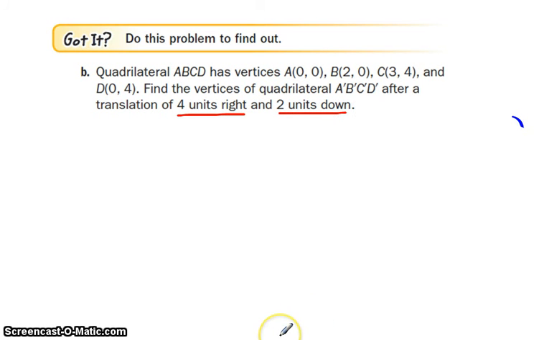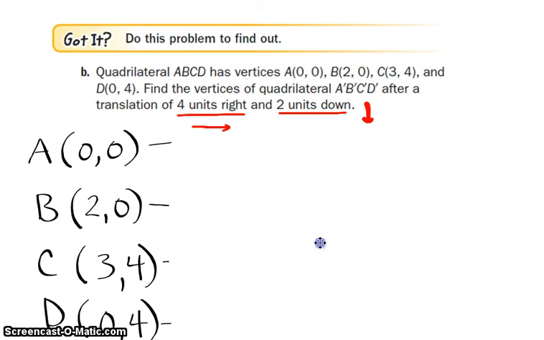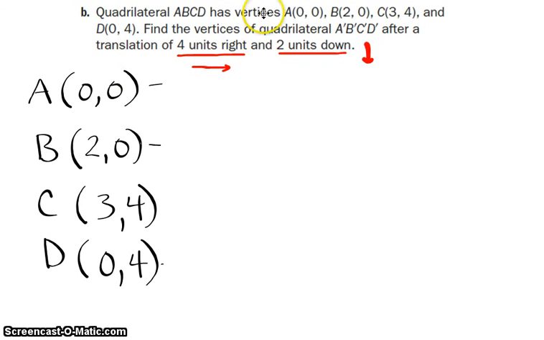Okay, now think about this. 4 units to the right, so we're going to go this way. That's positive on the x-axis. 2 units down is negative on the y-axis. So that when you're doing this, here's the first thing I want you to do. I want you to write out all your coordinates. Okay? So take what they give you up here and let's rewrite them. So pause the video and do that right now.